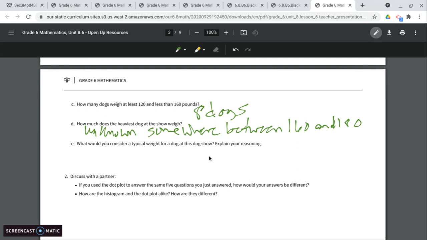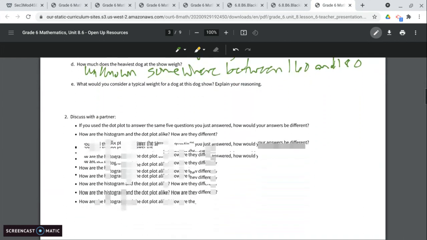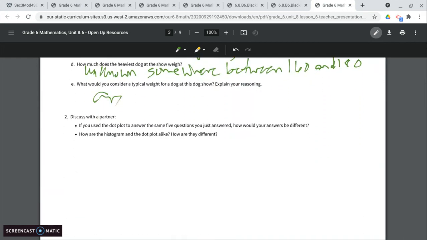All right, and for E, what would you consider a typical weight for a dog at this show? So if we look at the histogram, it kind of peaks here around 100. So I'd say the average would probably be about 100 pounds. So around 100 pounds.